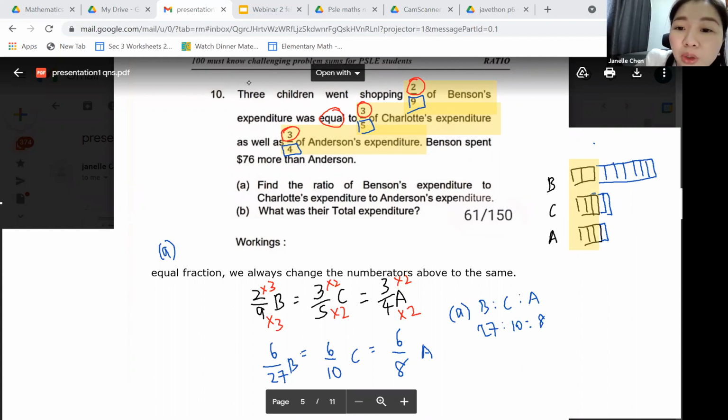So meaning I will need to cut each of them up into the units that can make them the same. So I can see that for B, I actually have only 2 units. And for C, I have 3 units. So I think the common multiple is 6, right? I need to cut them into 6 then. So it's the same reason as what we actually do here to change them into 6, 6, and 6 here.